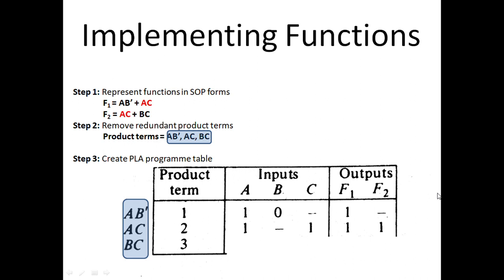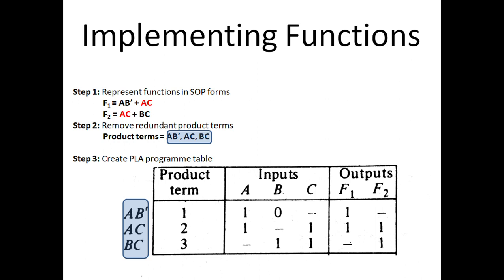Similarly for the product term BC. In the BC product term, A doesn't exist, put dash. B is in the normal form, put 1. C is in the normal form, put 1. BC is not in F1, put dash. BC exists in F2, put 1. So we have just filled all the rows and columns.